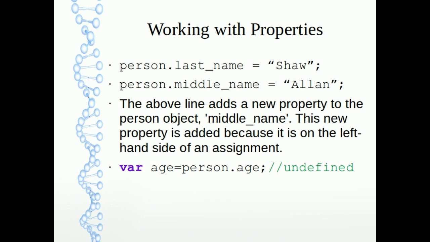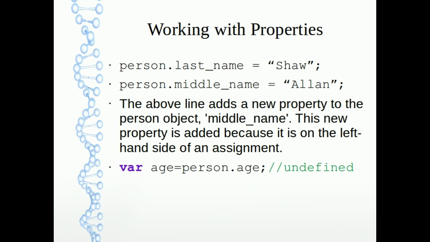We can change the value of any of the object's properties. Here I've changed the value of the last name property to Shaw. We can also add a new property to the object. Here I've added the middle name property with the value Alan. Notice that because the new property is on the left-hand side of the assignment statement, the interpreter will add this property to the object if it doesn't exist within the object already.